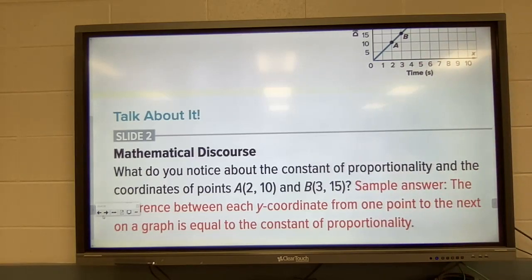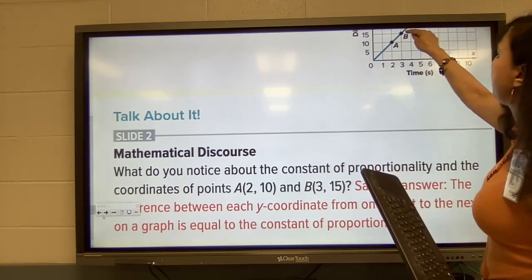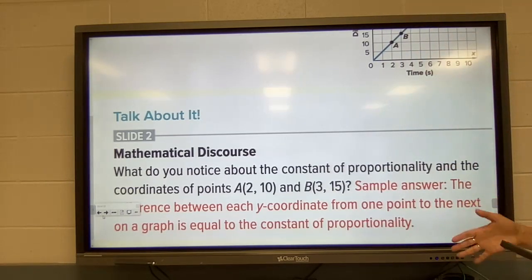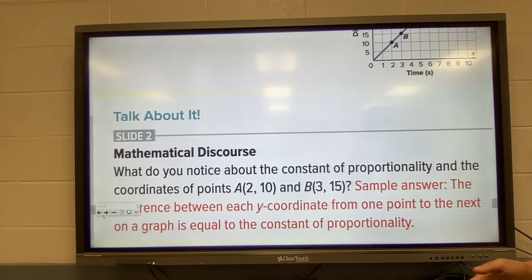Okay, so look, 5, 10, 15, 20, 25. So that's what it means. The difference between each y coordinate from one point to the next on a graph is equal to the constant of proportionality. So here the constant of proportionality is 5.